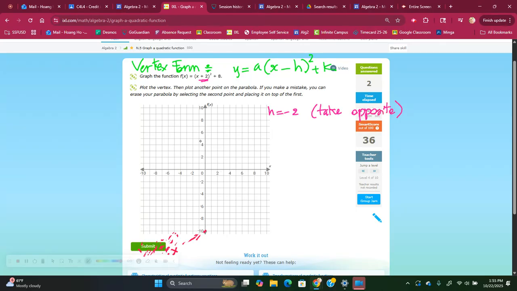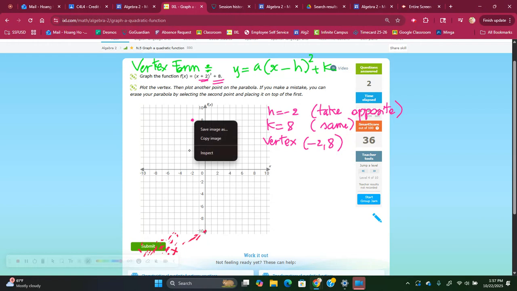Okay, and then the k is outside. The k you take the same, so k equals 8. So we have the vertex: negative 2 and then 8. Let's go find negative 2, positive 8 right here. Negative 2, positive 8. Very good.